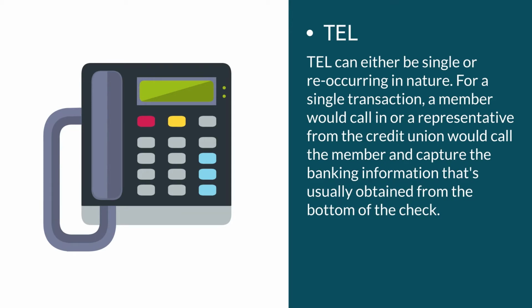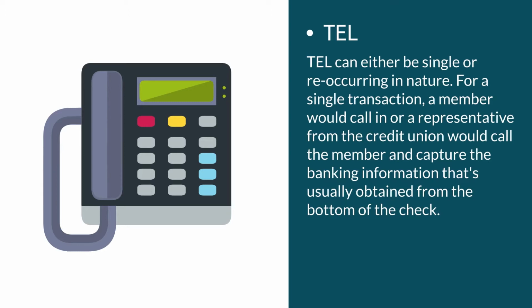For a single transaction, a member would call in or a representative from the credit union would call the member and capture the banking information that's usually obtained from the bottom of the check. This includes the routing number, account number, and the amount of the transaction. Sometimes they give a check number, but it's not necessarily needed. For a reoccurring transaction, the member is authorizing multiple transactions.